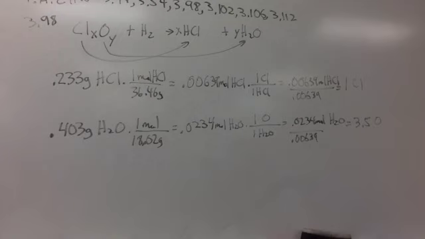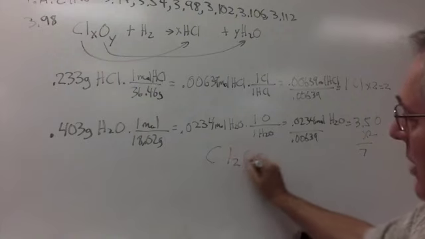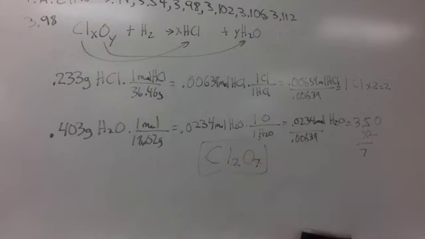So this is our first case of where we're going to need to multiply till whole. 3.5 is not a whole number, but it can easily be made into a whole number by multiplying by the whole number 2, because 3.5 times 2 is going to give us 7, which is a whole number. Now notice if I multiply 3.5 by 2, I also need to multiply 1 by 2, and so I'm going to get a 2 to 7 ratio. So Cl2O7 is my empirical formula.